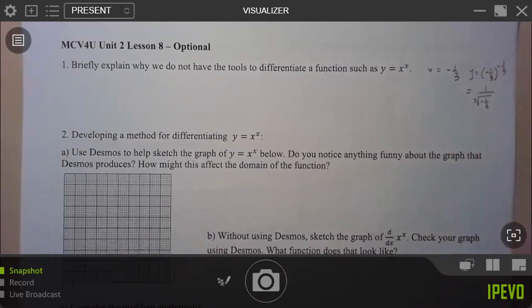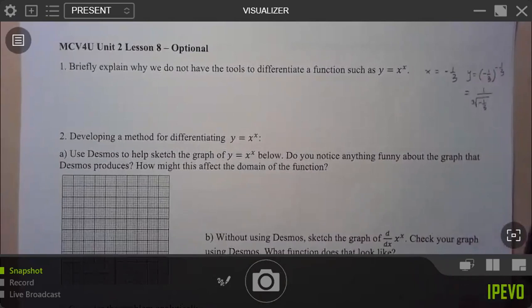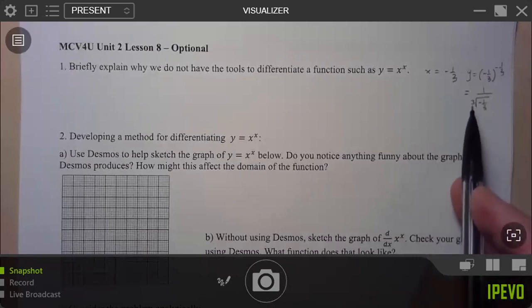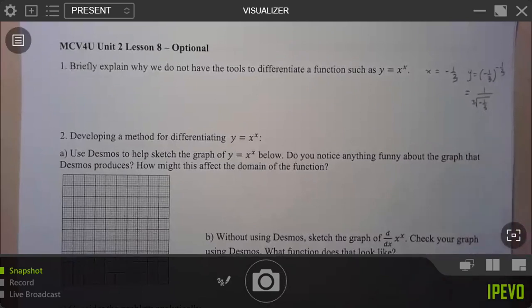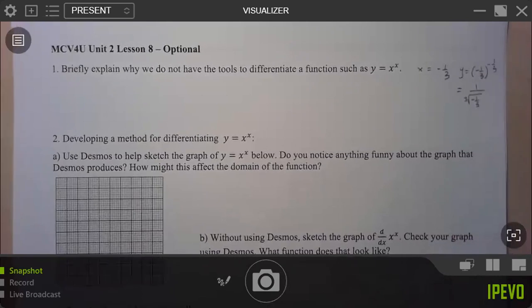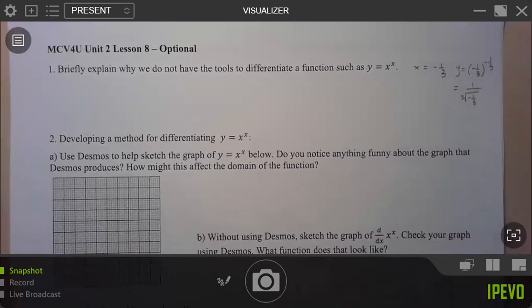Is there any issue here? Can you find a solution to this expression? No, because it's still negative. Oh, yeah, but now we're taking a cube root, and we can take cube roots of negative numbers. Think of -3 times -3 times -3 is -27. So you can take the cube root of -27.